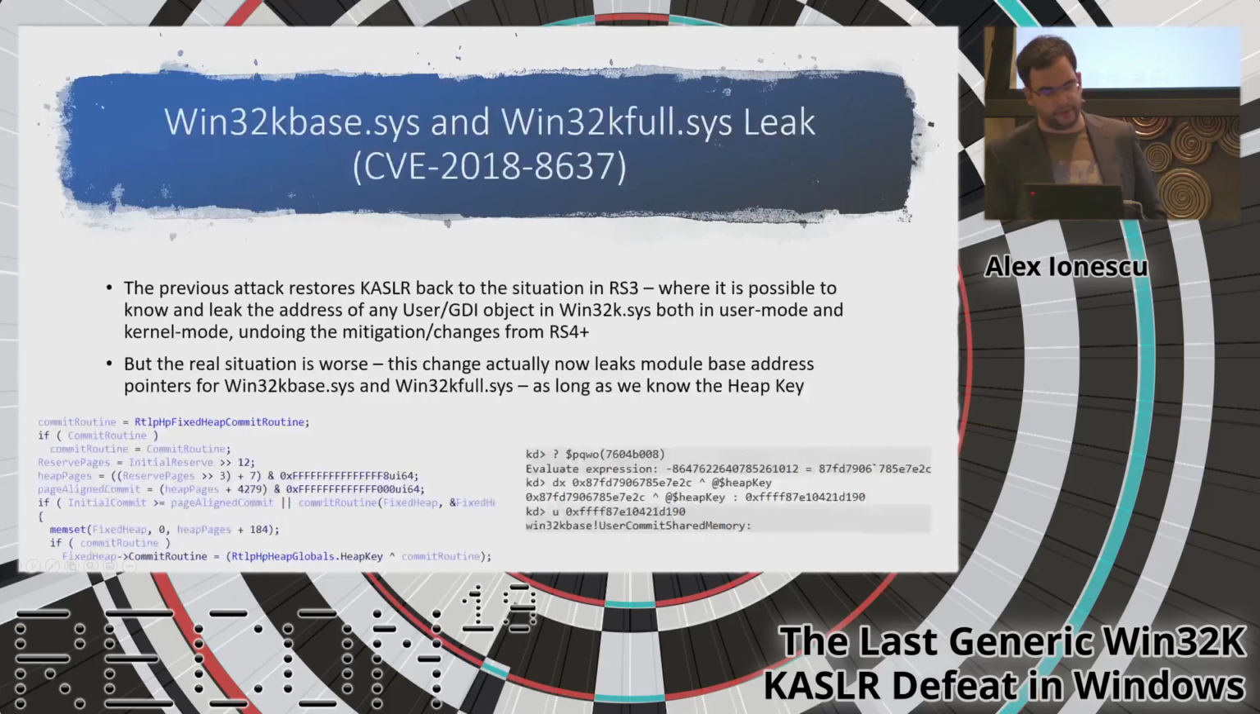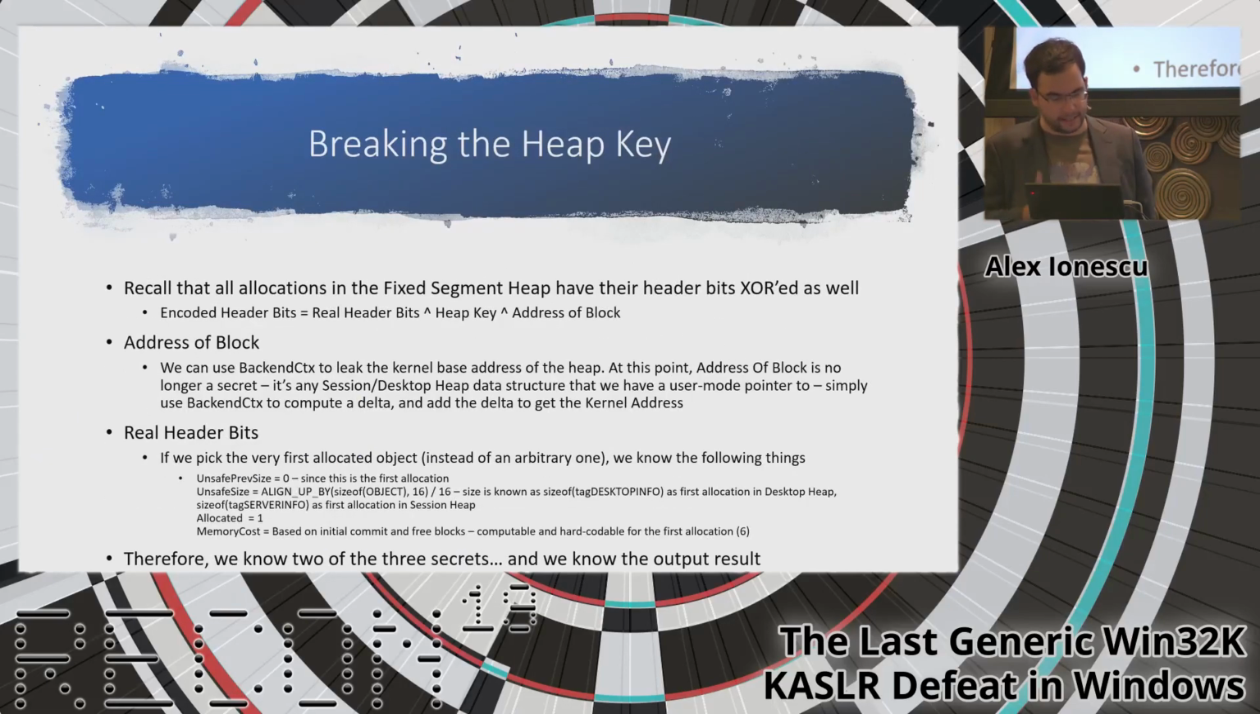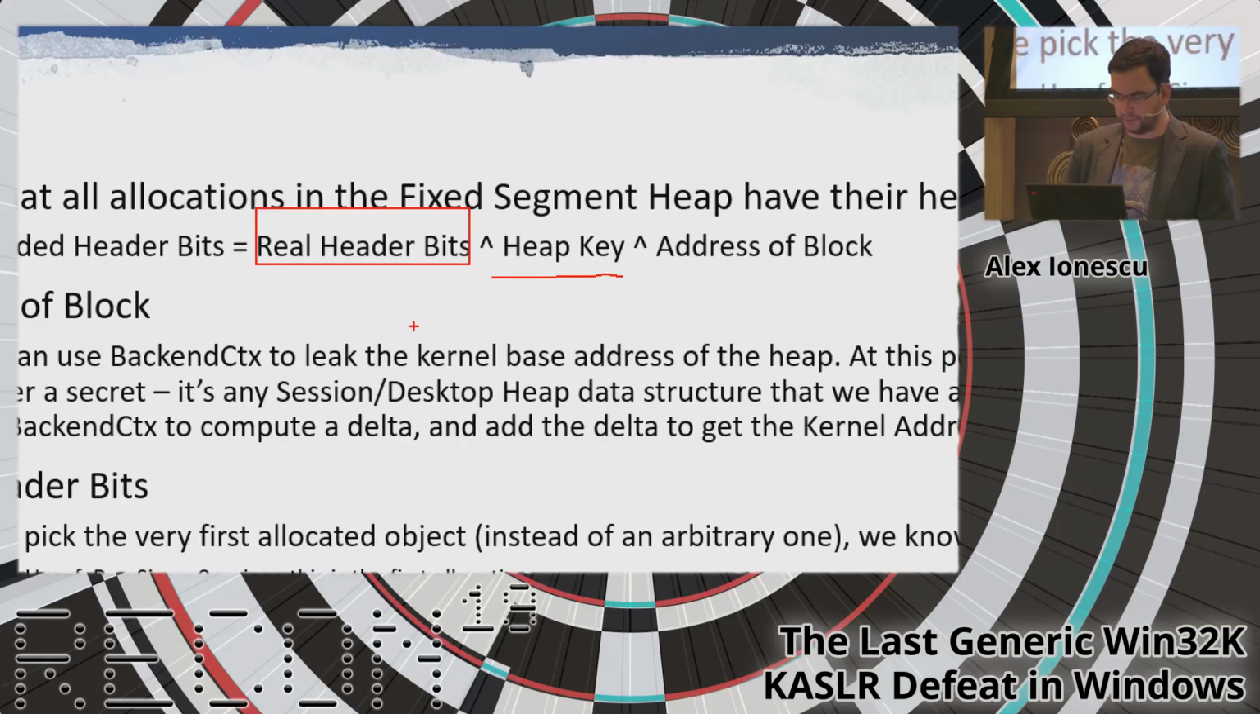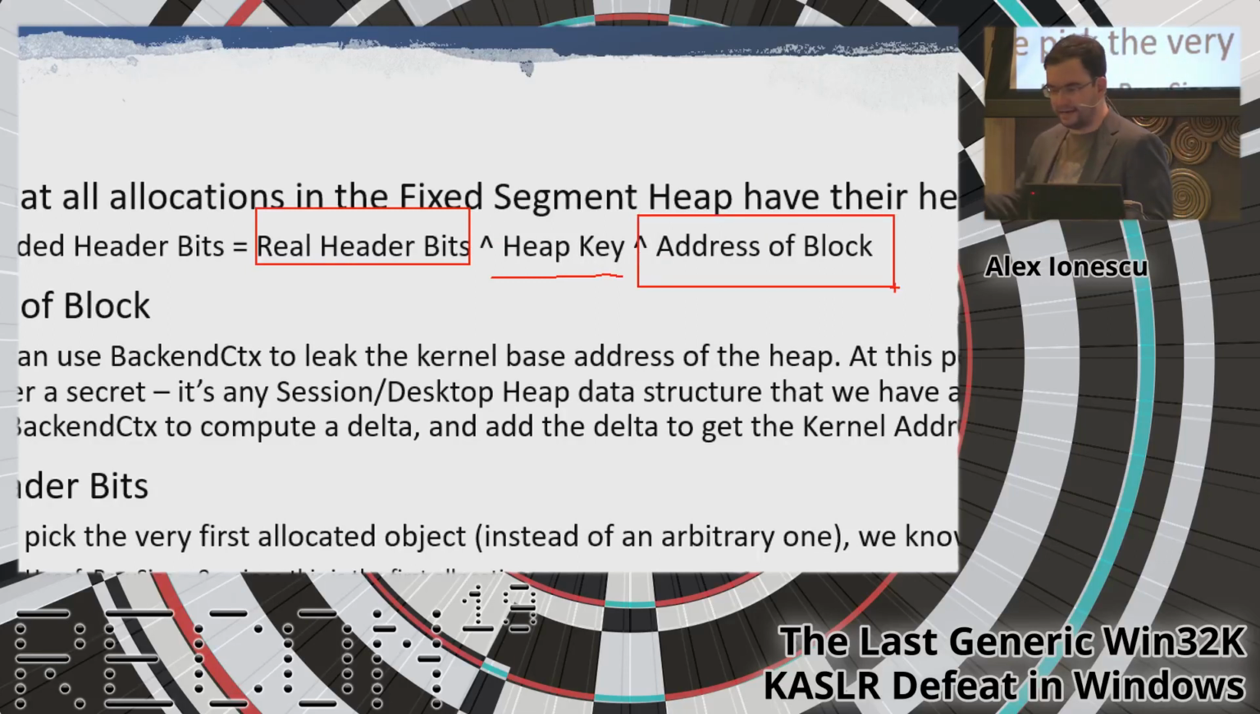If we go back to how allocations work, remember that allocations basically have the encoded header, and the encoded header is the real header, XORed with the key, XORed with the address of the block. Because of backend context, I can know the address of the block, right? Because I'm told where the heap is, and I just subtract the beginning of the kernel heap from the beginning of the user heap, and then add the offset of this block, and I know the kernel pointer of the block itself.